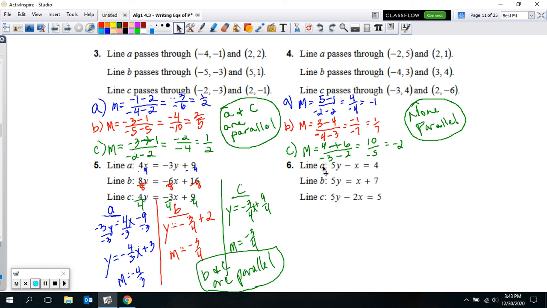All right, go ahead and pause the video now and try number 6 the same way. Get these into slope-intercept form, and then you can check their slopes.